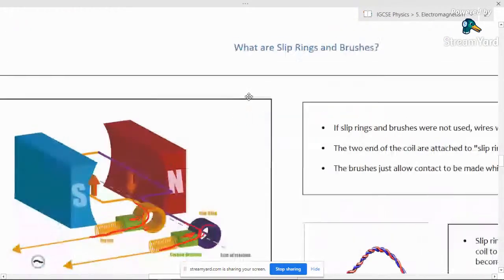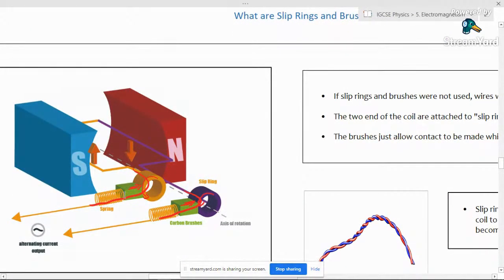Okay, so again, just to highlight, what are those slip rings and brushes for? All they do is they allow electrical contact to be made using these carbon brushes. So these are always in contact with these slip rings. As these slip rings are spinning, these carbon brushes are just maintaining electrical contact with them.